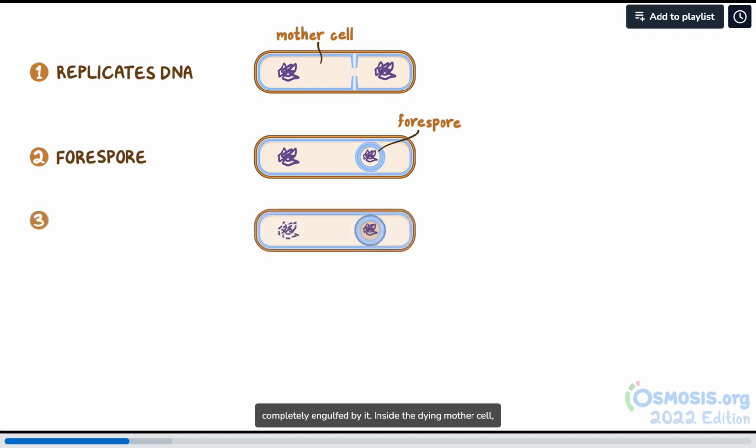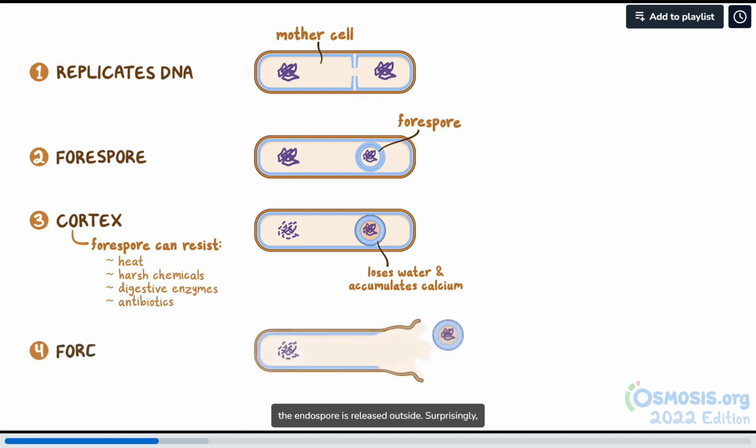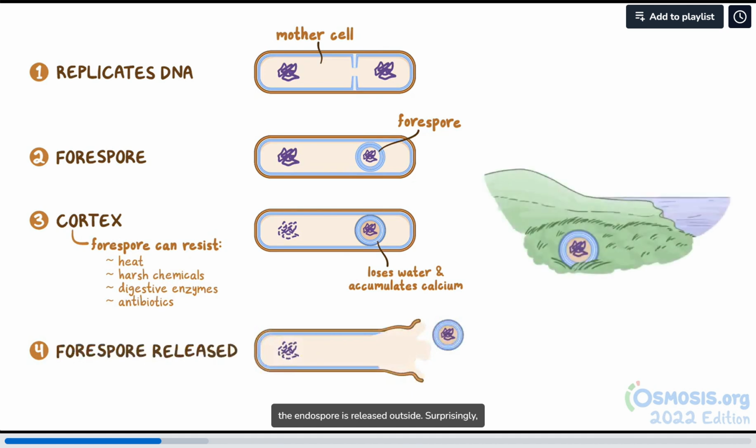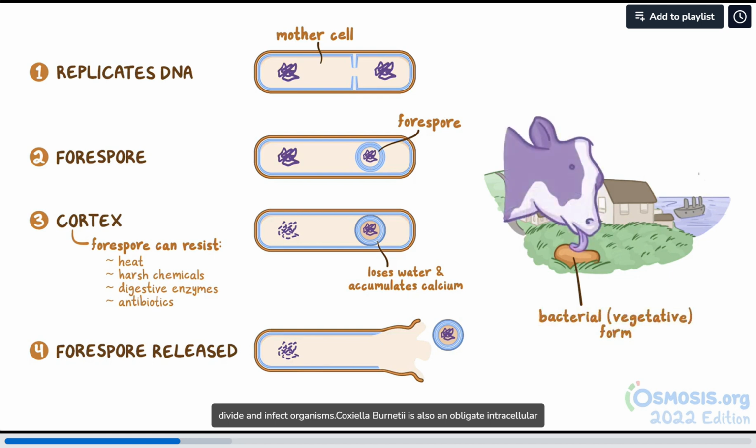Inside the dying mother cell, the forespore loses water and accumulates calcium, and at the same time gets wrapped in a super tough cortex from the dying mother cell. At this point, the endospore is able to resist heat, harsh chemicals, digestive enzymes, and even antibiotics. Finally, as the mother cell dies off, the endospore is released outside. Surprisingly, an endospore can last over 1,000 years, waiting for favorable conditions to come, and then germinate into the bacterial or vegetative form, which can then grow, divide, and infect organisms.